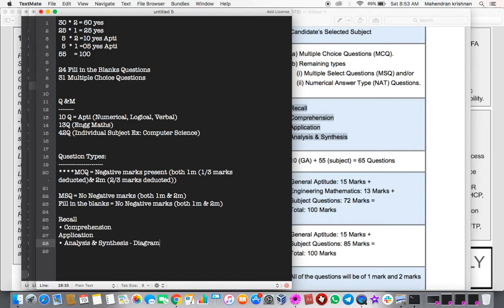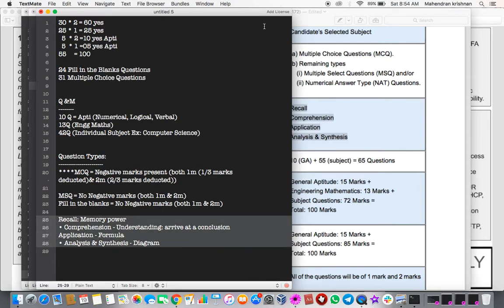Any GATE paper's questions will fall under one of these categories. Each question in the GATE will fall under one of these. Application is applying a particular formula or concept. Comprehension is arriving at a simple conclusion based on understanding. This is memory power, what we remember.